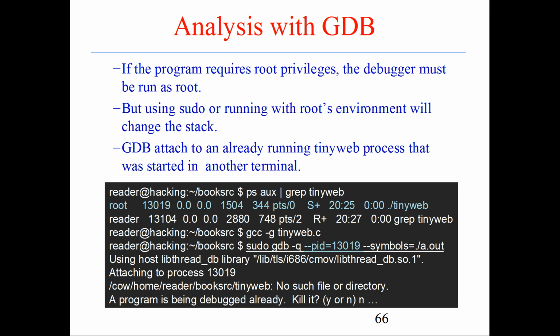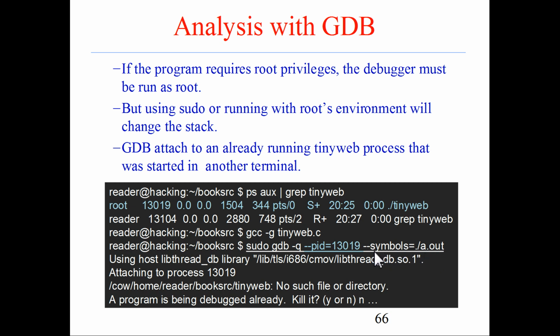So what we need to do is run the service and attach GDB, the debugger, to it. -q, I believe, tells it to use symbols. -pid tells it to attach to this process. So we run tinyweb, we get the process ID, which is 13019, and we specify to attach GDB to this process and to use the symbols provided in this binary.